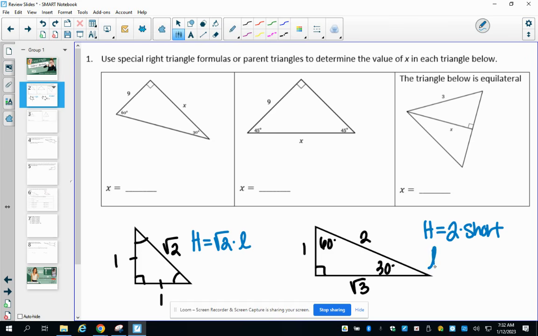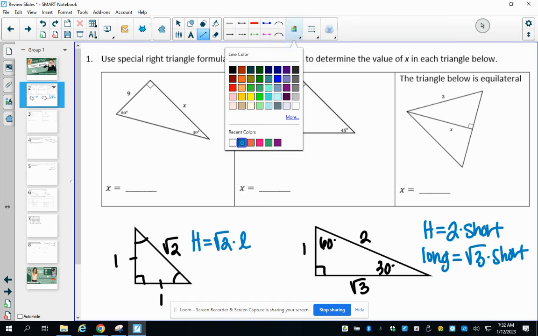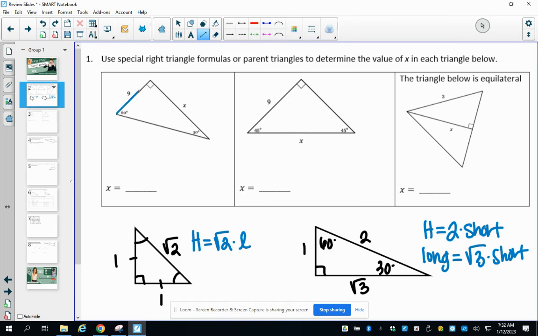Then the longer leg, so let's just write long leg here. So the long leg is always equal to the square root of 3 times the short leg. So you can also do it that way, where if you have the short leg, you can multiply it by the square root of 3 to get the long, or divide by square root of 3 to go back to the short. So in this first one, we see that we are given the short leg here of a 30, 60, 90.